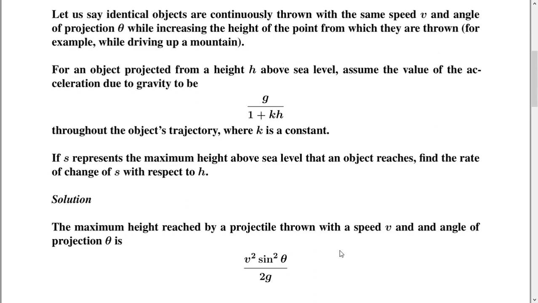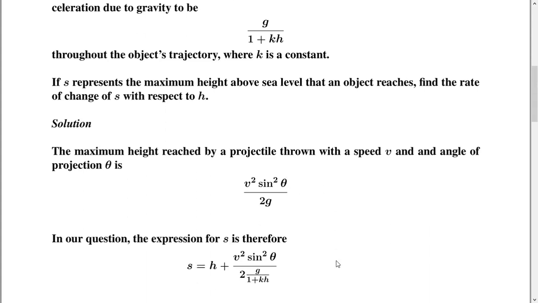So we know that for any projectile, the maximum height reached is given by the expression v square sine square theta by 2g, where v is the initial speed, theta is the angle of projection. In this case, we know that g is going to be g by 1 plus kh. So we will replace g with g by 1 plus kh.